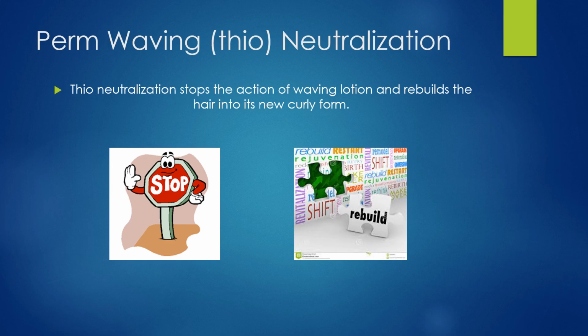Neutralization is the process of stopping the action of a solution and hardening the hair in its new form. It deactivates waving solution should any be left in the hair. It rebuilds the disulfide bonds into the new shape. Neutralizers are oxidizers. The most common neutralizer is hydrogen peroxide. Concentrations vary between 5 volume, which is 1.5% hydrogen peroxide, and 10 volume, which is 3% hydrogen peroxide.